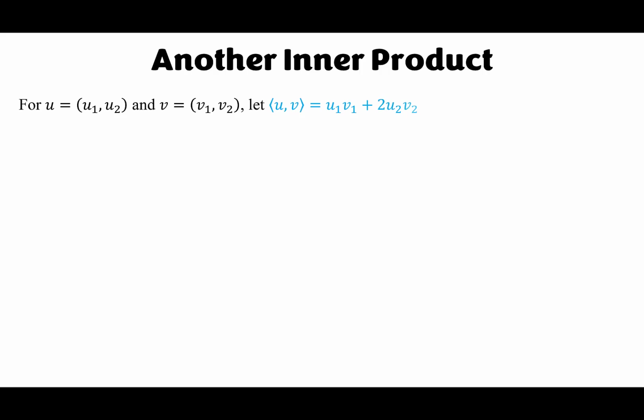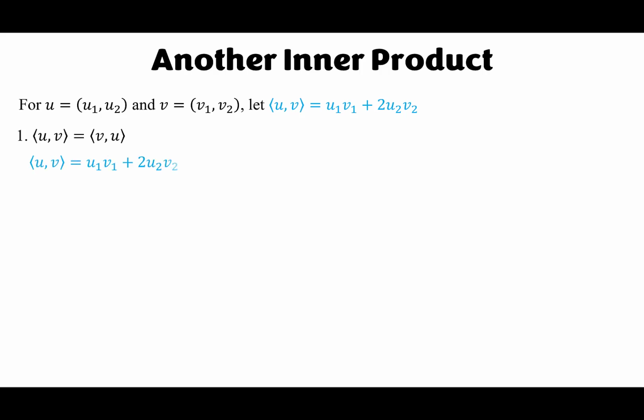So this time, if we have the vectors u and v that live in R2, so our vector space is R2 in this case, again, let the inner product of u with v be u1 times v1 plus 2 times u2 times v2. So the only difference here is that scalar multiple 2 being multiplied by the second entries, the second elements in the vectors.